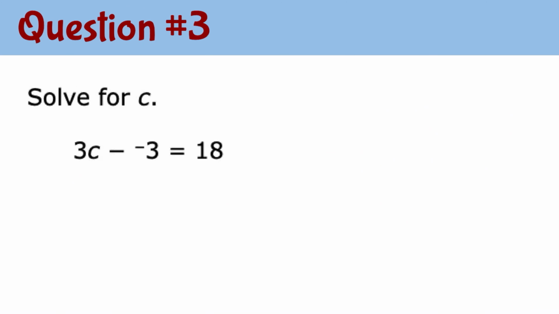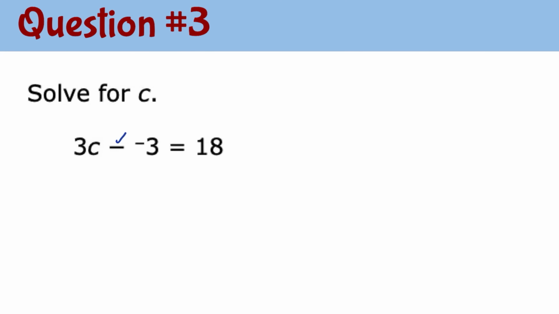Question number 3. Solve for c in the equation 3c minus negative 3 is equal to 18. First thing that we need to do is to rewrite this minus negative. Minus negative is the same thing as plus. So I will rewrite this as 3c plus 3 is equal to 18.